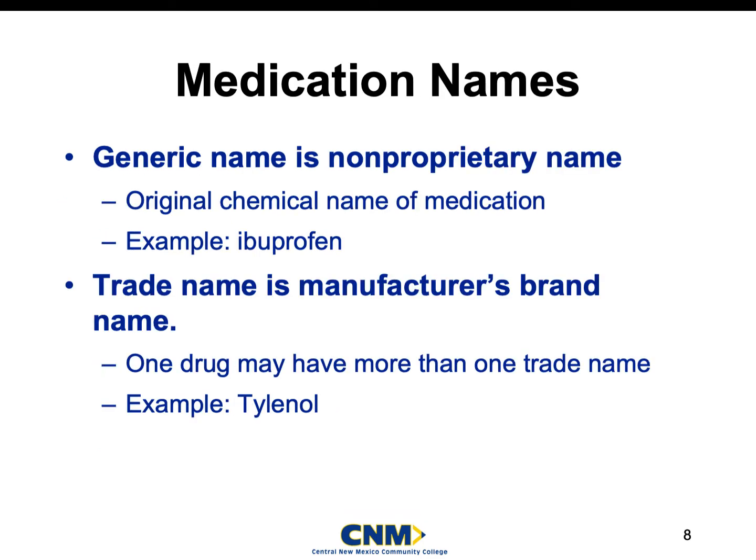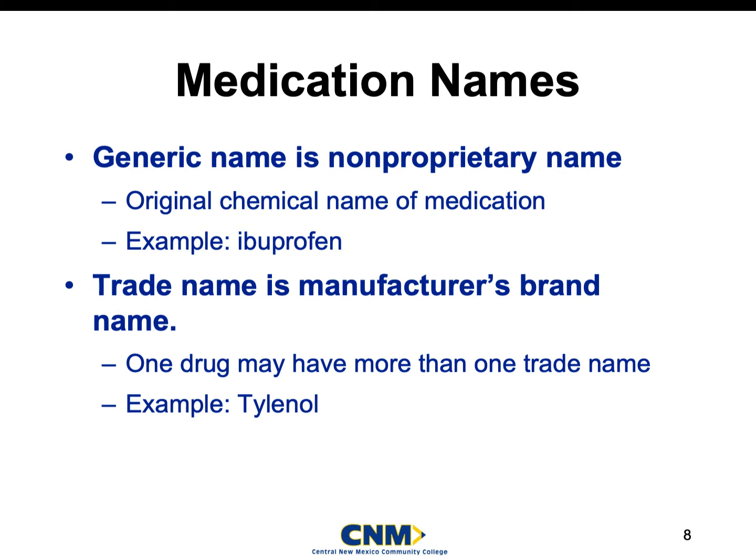Okay, most medications out there have two different names. One is the generic name, which is a non-proprietary name. Okay, it's basically the original chemical name of that medication. For an example of that, I give you ibuprofen. The generic name is what is found in a book known as the U.S. Pharmacopoeia. All the drugs that the FDA has approved are in this book called the U.S. Pharmacopoeia. It is huge. Okay, it's a very thick book, and it goes by the generic name of the medication.